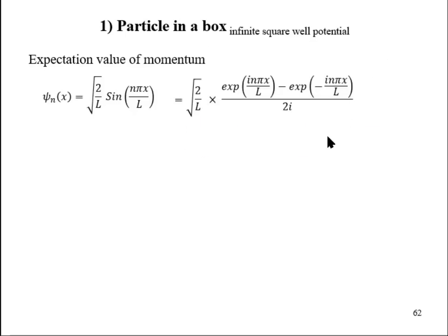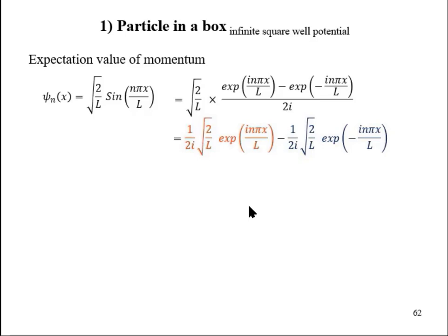or like this. Here, if we write the first part as psi n plus and the second part as psi n minus, then the wave function can be written as a linear combination of two different wave functions. The first represents the wave traveling along the positive x-axis, or the particle when it is moving along the positive x direction. The second wave function represents the wave traveling along the negative direction, or the particle when it is moving along the negative x-axis. Now the momentum can be found by operating the momentum operator on these two wave functions.